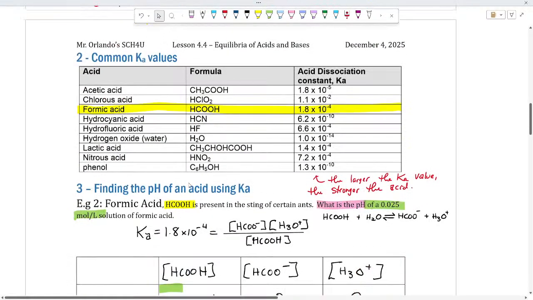Now the good news is, you'll never have to find Ka. And the reason you'll never have to find Ka is every acid is very well studied. I guess if you discovered a new acid, like some organic acid, you would have to go in the lab and figure out its Ka value, which would be easy enough to do. Some years I've done that as a lab. We find the Ka of citric acid.